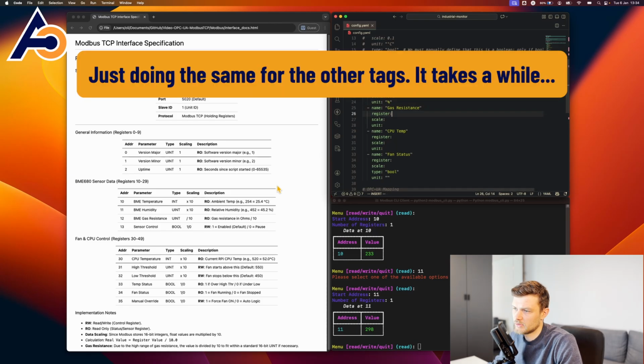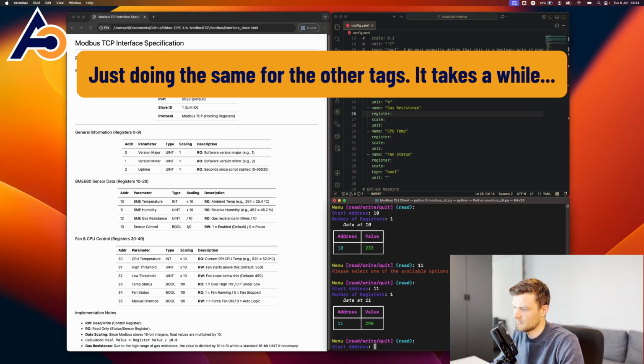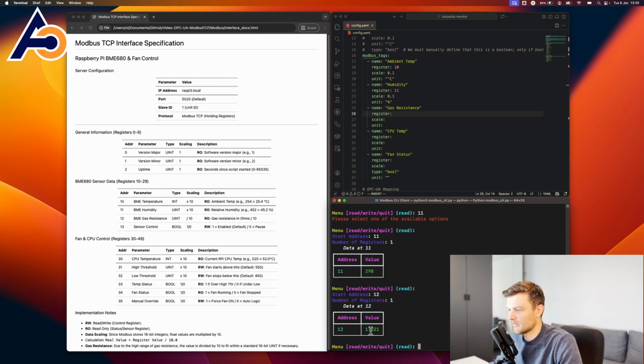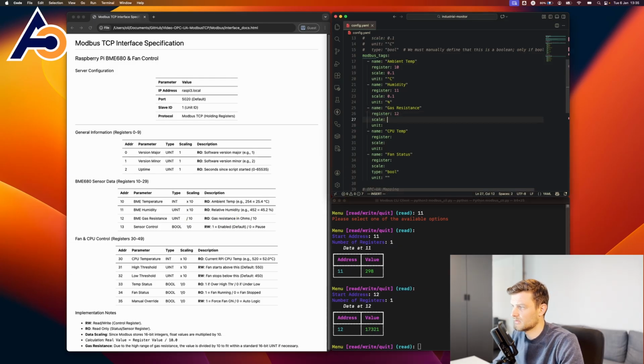Gas resistance, next one. We're looking here at 12. Let's quickly verify this. We have the register. We have one value that we want to read, and it seems to be 7,003 to 1. It's the gas resistance. Okay, whatever, but it's divided by 10. So in this case, it's 12, 0.1, and the unit is actually not 0.1, it's actually 10, and the unit this time is apparently volts.